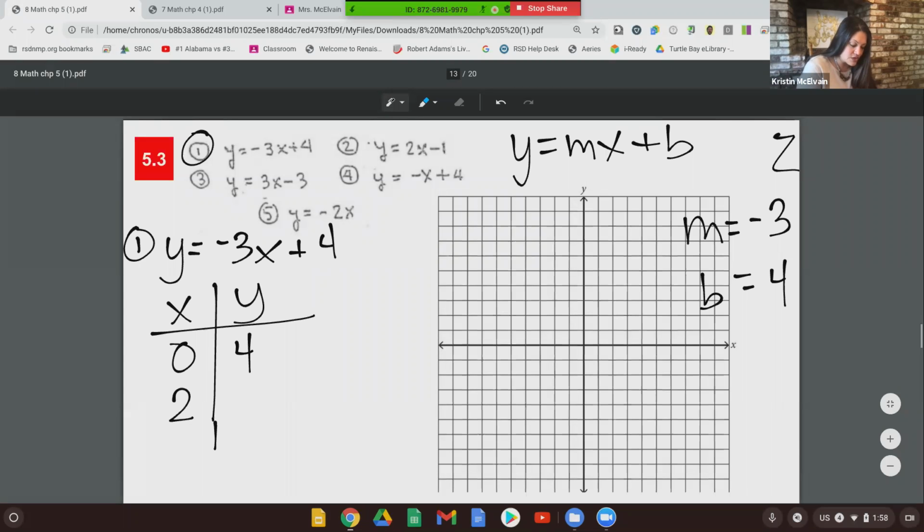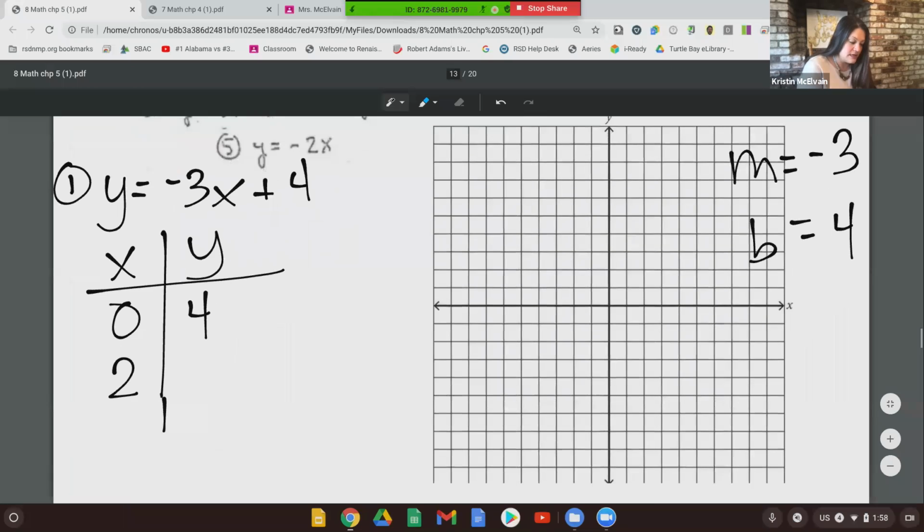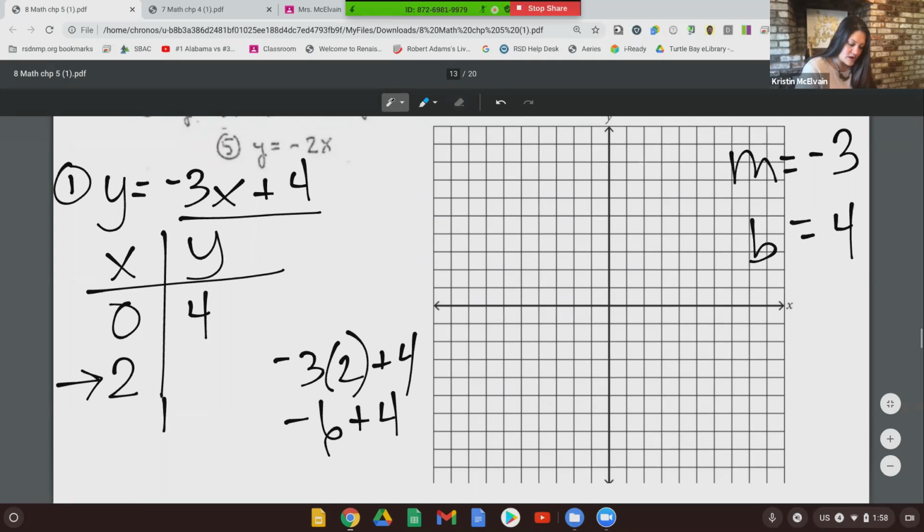And the way that you would show that work is you would plug it in to this equation. So it'd be negative 3 times 2, so that's our x value here, plus 4. So that's going to be negative 6 plus 4 is going to be negative 2.